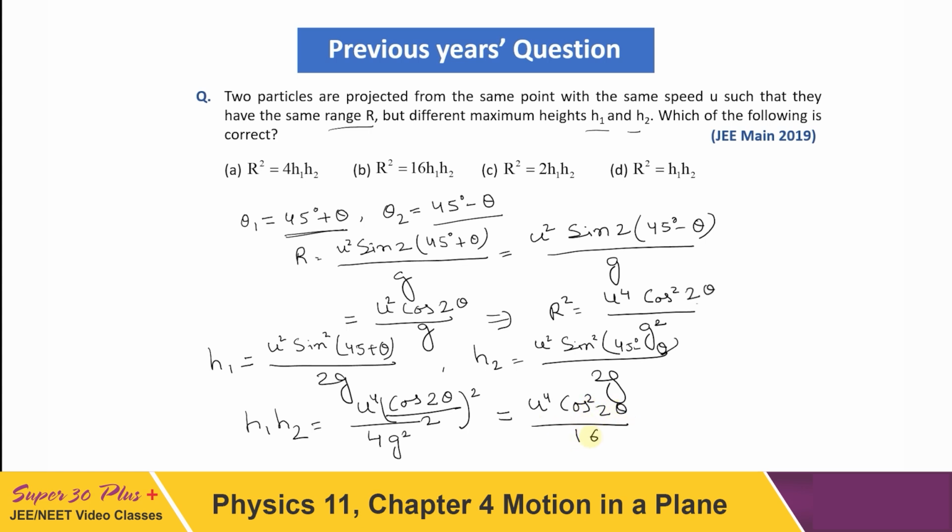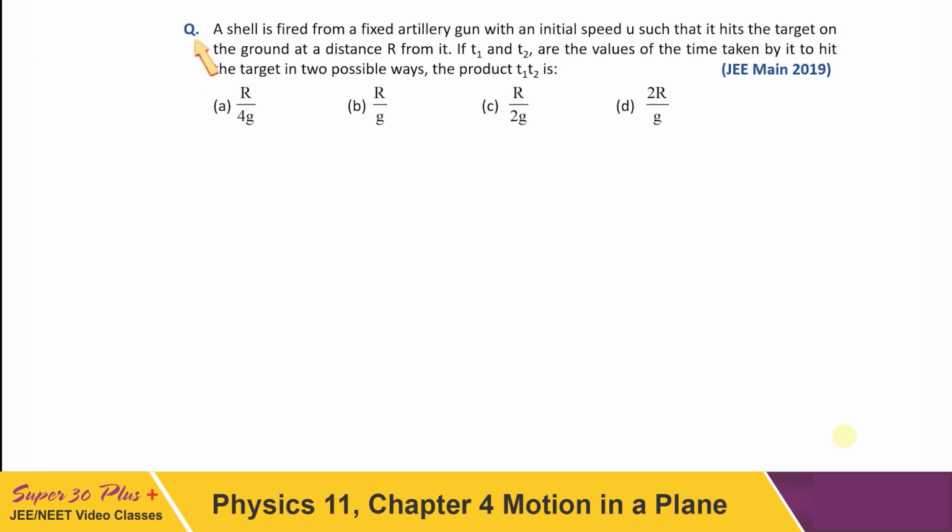If you compare this with the value we had obtained for r square, so we can write h1 into h2 is equal to r square upon 16. So the given correct option is r square is equal to 16 into h1 h2. Now move to the next question.